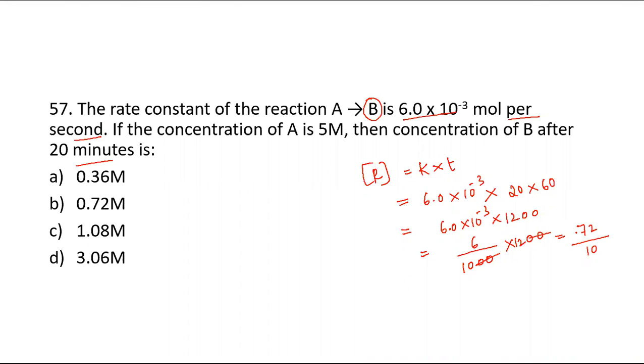Just a minute. I think this is not 6.0. This is 0.6 into 10 to the power of minus 3, not 6.0. So this is 0.6. Right. So now we can calculate.